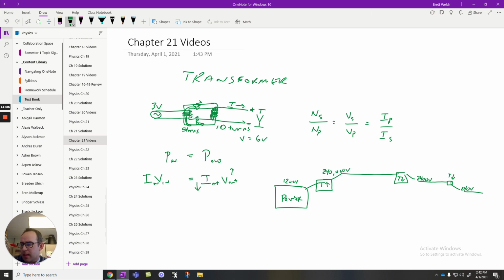Transformers are amazing. They provide us with the ability to charge devices at any voltage that we need, simply by increasing or decreasing the number of loops of wire. They allow us to transfer energy across great distances. Without transformers and AC power, we wouldn't have the electrical grid that we have, and we certainly wouldn't live in rural areas like we do. We're too far away from the power, and so we need to be able to transfer that.